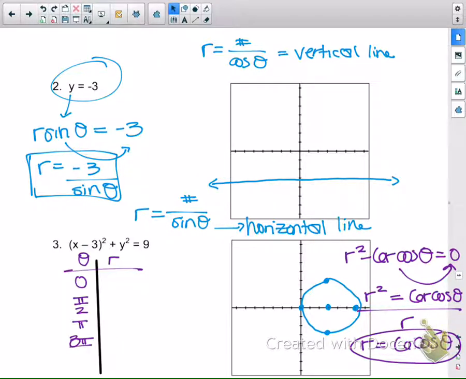3 pi over 2. 2 pi. I would probably stick with those. Why? Because they're easy. Because they're the easy ones. All right, so let's go through this real quick.